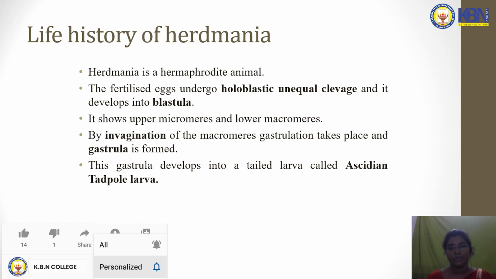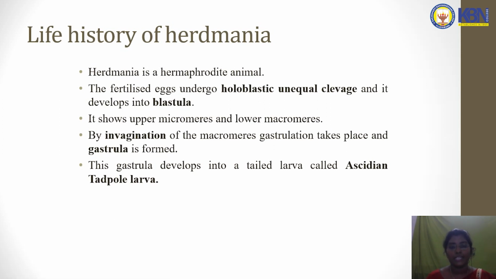Life history of Herdmania. Herdmania is a hermaphrodite animal. The fertilized eggs undergo holoblastic unequal cleavage, and it develops into blastula. It shows upper micromeres and lower macromeres. By invagination of the macromeres, gastrulation takes place and gastrula is formed. This gastrula develops into a tailed larva called Ascidian tadpole larva.